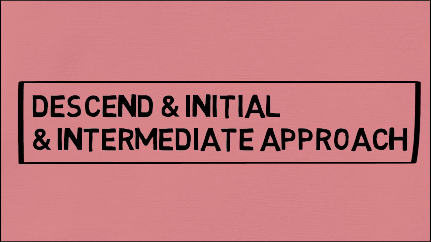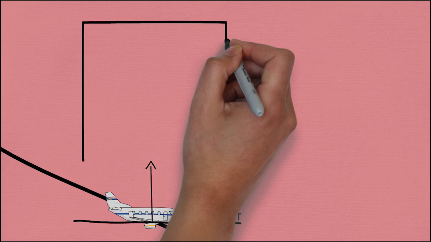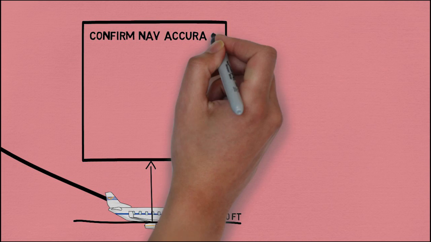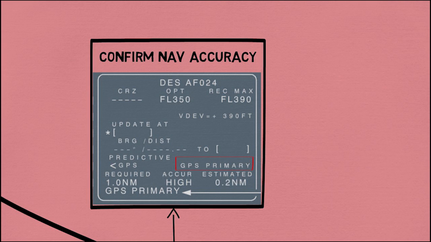Remember that during this phase of flight, things can be quite fluid. ATC may alter your profile, which may affect sequence of events. Let's consider some principal SOPs. At 10,000 feet, check your MCDU for GPS primary and accuracy high. This is a prerequisite for RNAV approach.